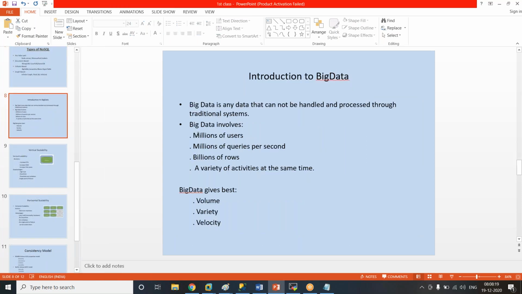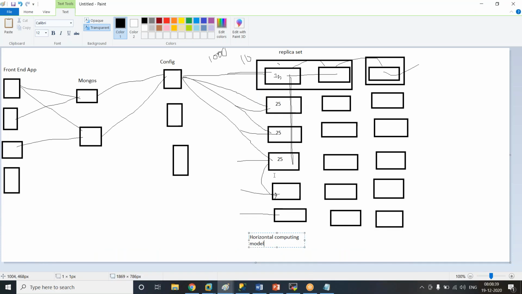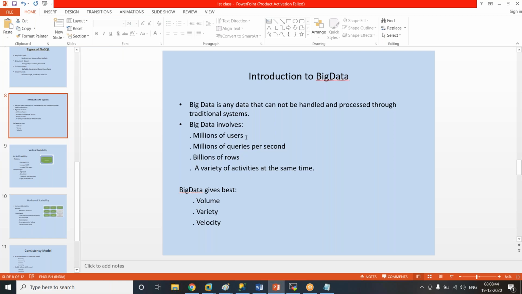So big data means, see guys, big data is any data that cannot be handled and processed through the traditional systems. You don't need server class. You can run on commodity hardware or the cheapest hardware. It will scale because you are keeping limited data in each chunk, and it involves millions of users, depending on the number of machines you deploy. It will scale with all the reads, with all the writes. That's how millions of people at a time can process the data, read the data and write the data. Millions of queries, billions of rows of data they are reading, a variety of activities at the same time, read, write at the same time, still it accepts and processes it.